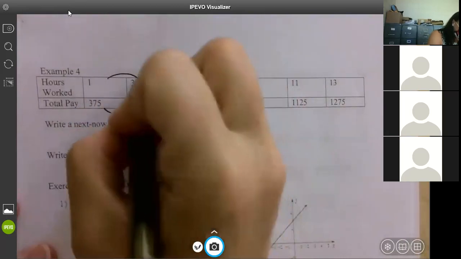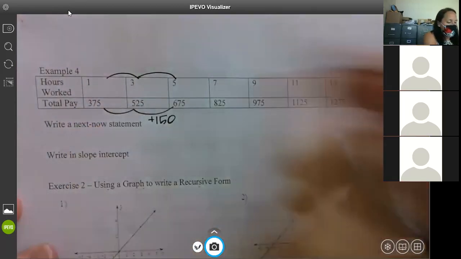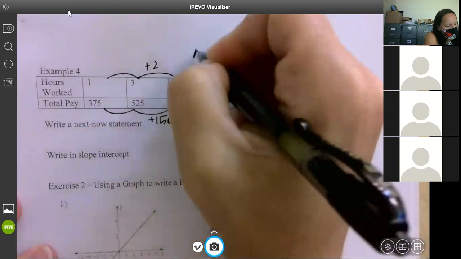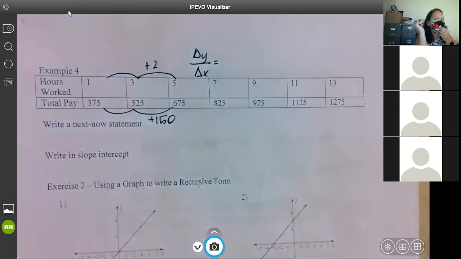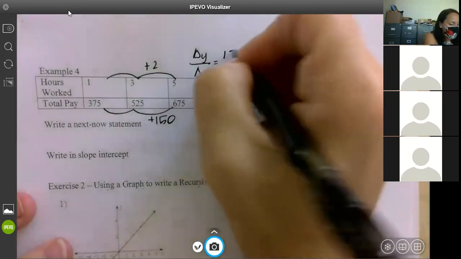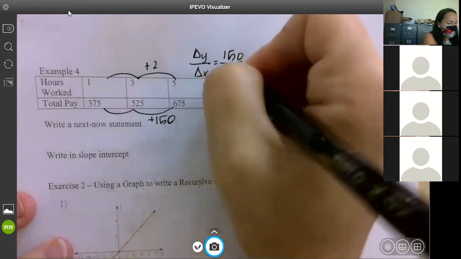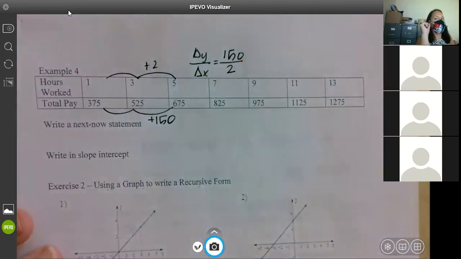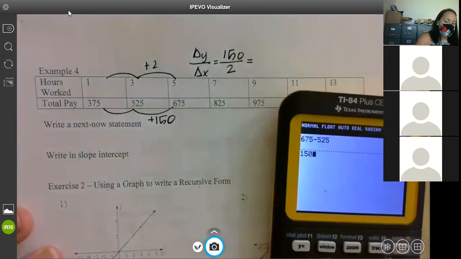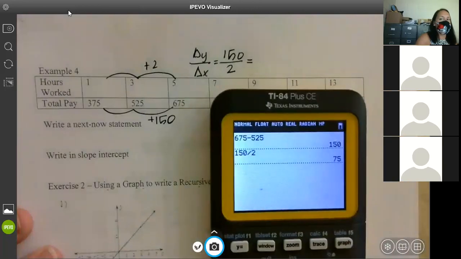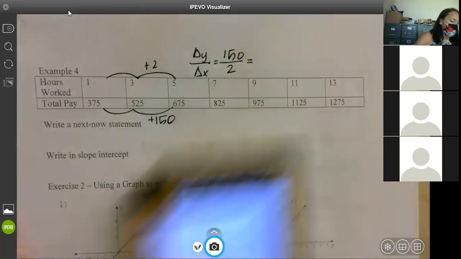What's happening on the top? Plus 2. So our change in y over our change in x. Our change in y is 150. Our change in x is 2. What's 150 divided by 2? It's okay. You guys can use your calculators. What'd you get? 75. Perfect.